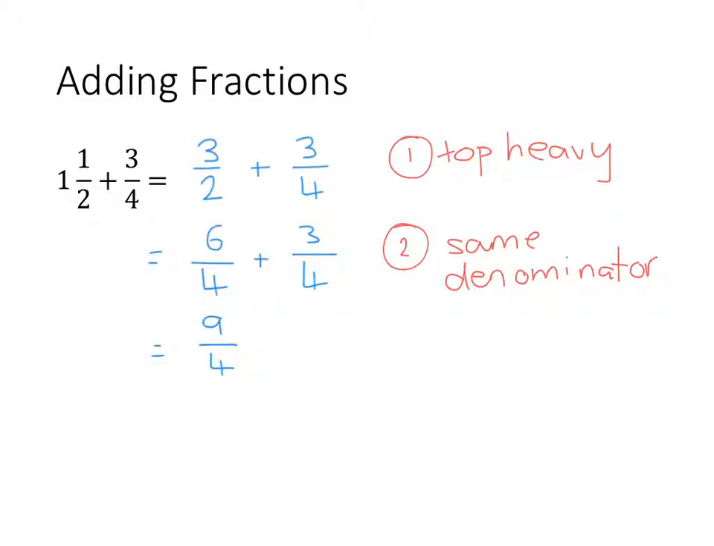And then once we've added them together, we're going to get 9 over 4. Hopefully you've taken this one step further and you've realised it's a top-heavy fraction, so we look to see how many times does 4 go into 9. It goes in twice with 1 left over, so it's going to be 2 1/4.